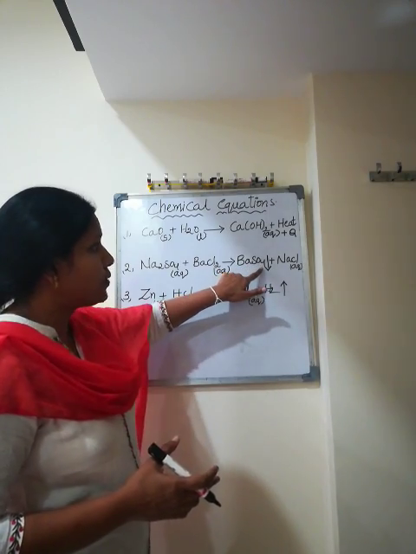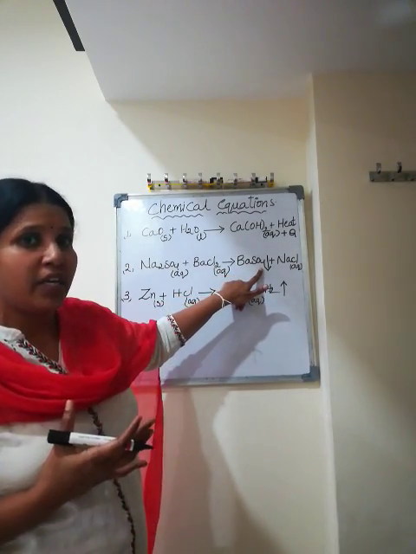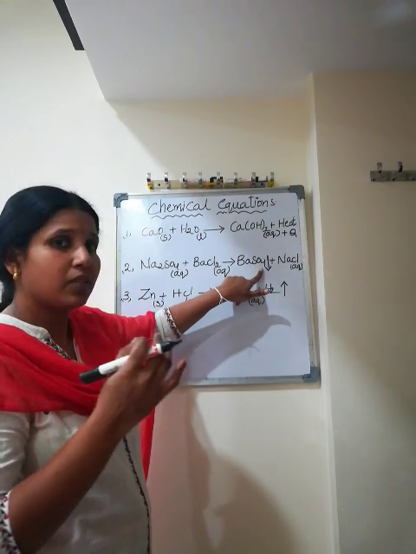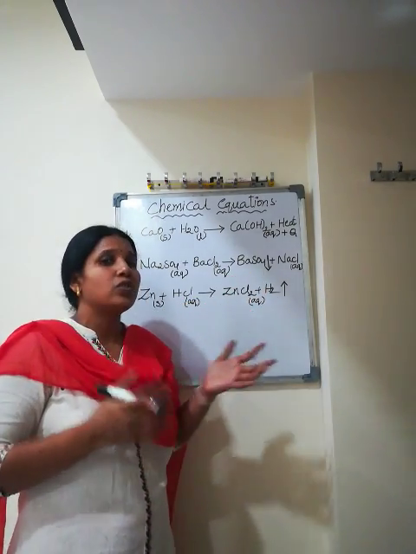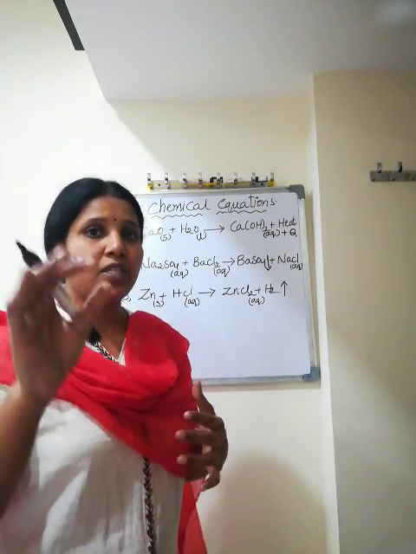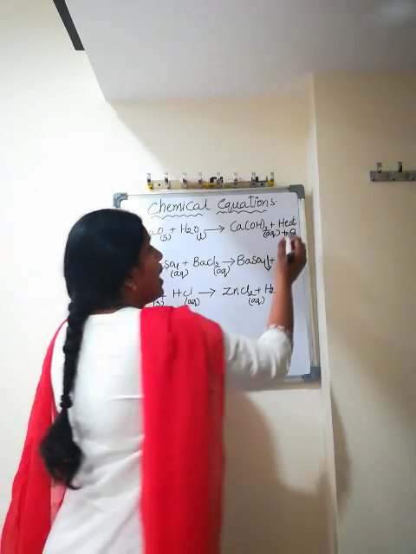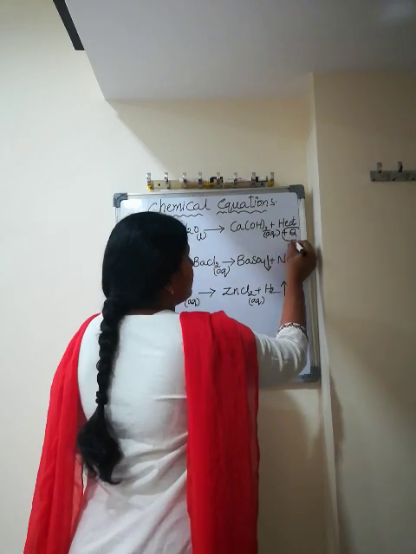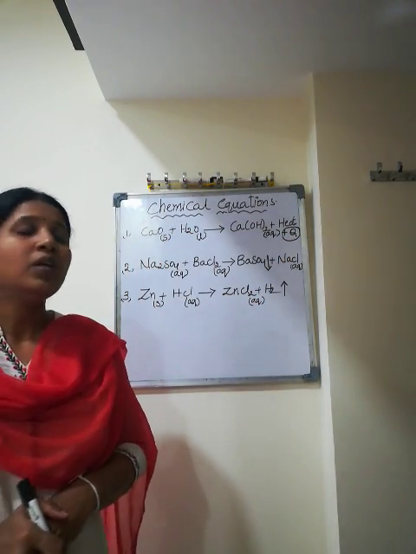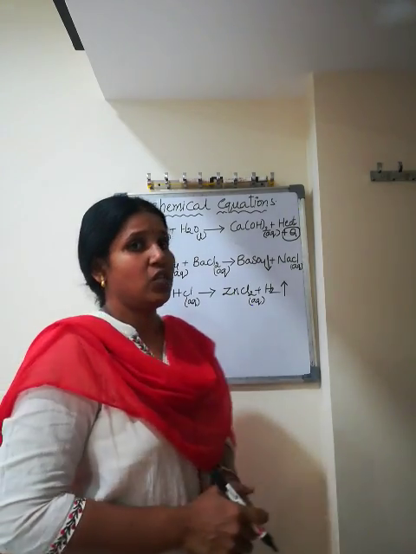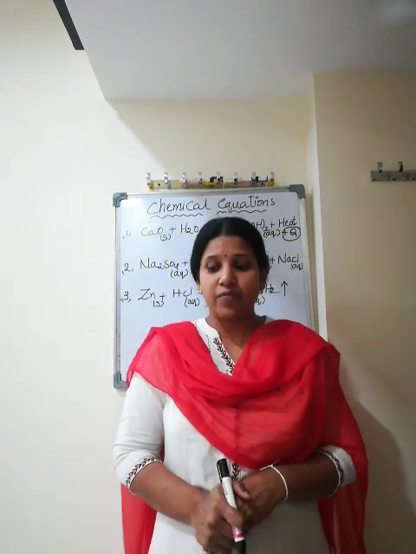Like this, we can make the balanced equations more informative by expressing the physical states of the reactants and products. The second point is by expressing the precipitates formed in any reaction with a down arrow, and by representing the gases evolved in the equation with an up arrow. And the fourth and last one is by expressing the heat evolved in the reaction. Like this we can make the balanced equation more informative.